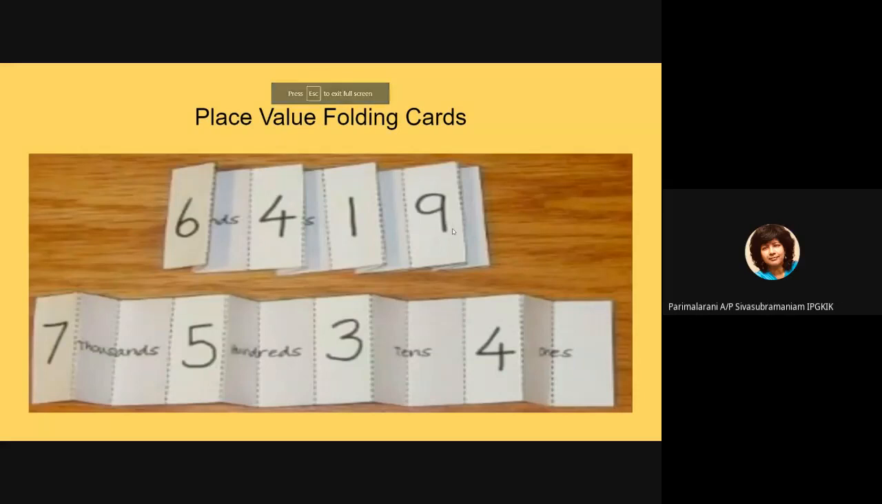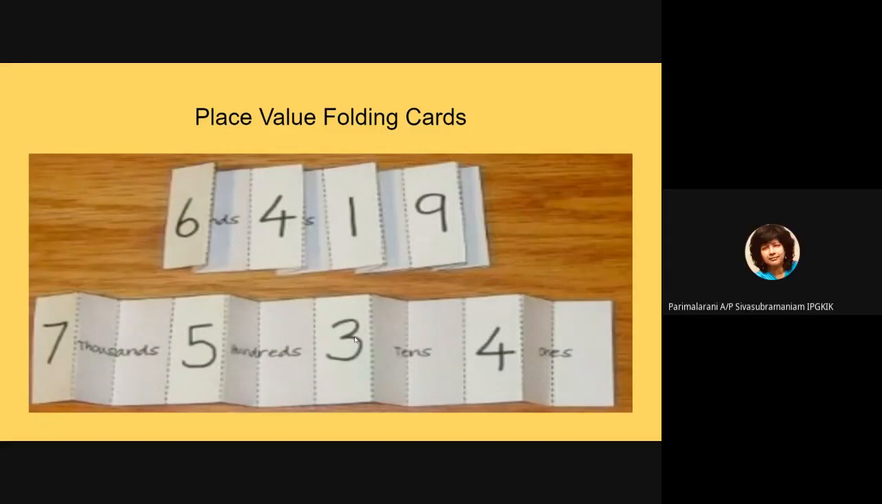Okay, another good teaching aid to use for place value is called place value folding cards. We use these cards. We can make either 2-digit, 3-digit, 4-digit, 5-digit, or 6-digit cards, and then we can fold it and open it. How we fold and open it is what we want to teach.